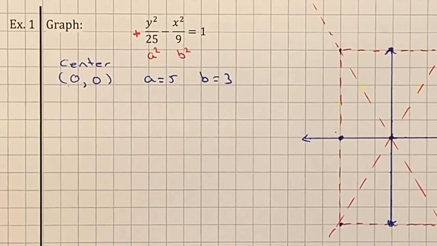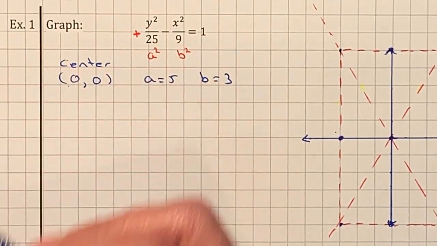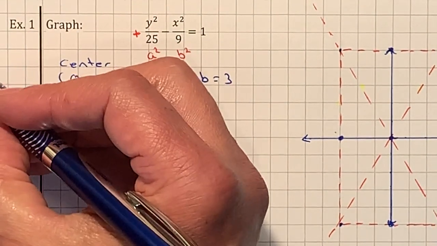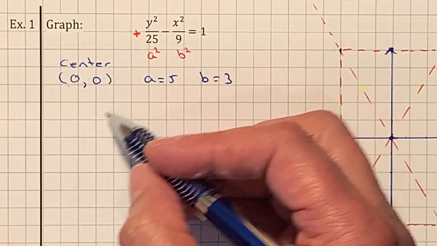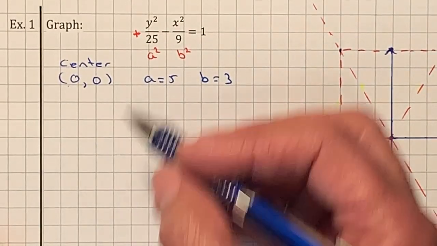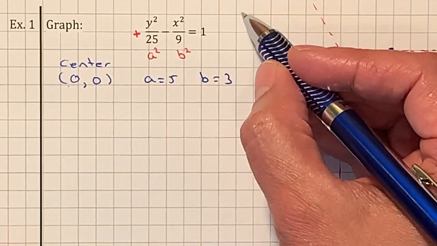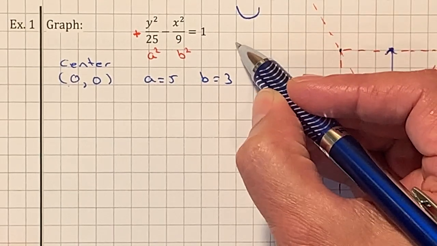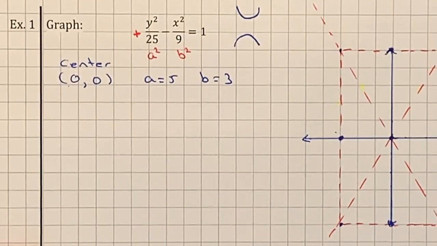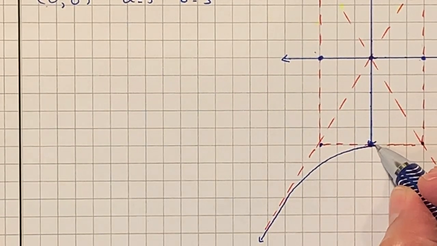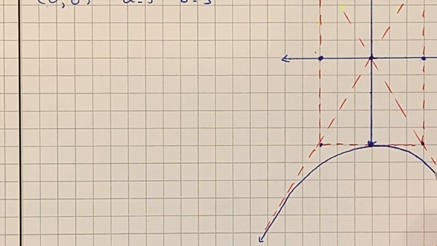Next, I need to decide whether my hyperbola is going to be sideways or up and down. So in this case, your y squared is the one that's positive, so therefore your hyperbola will be up and down. So from your vertex, you're going to follow your asymptote, and it's going to get closer and closer and closer to your asymptote, but it's never going to cross it.